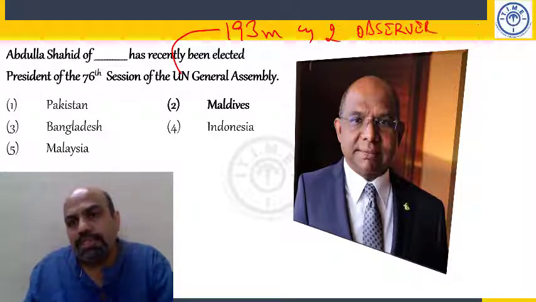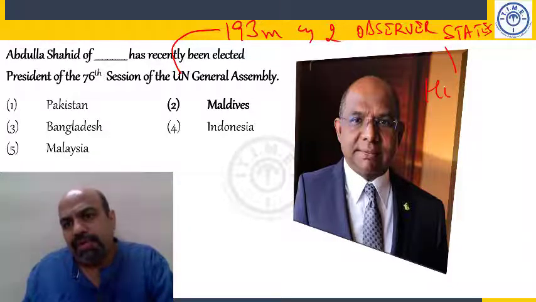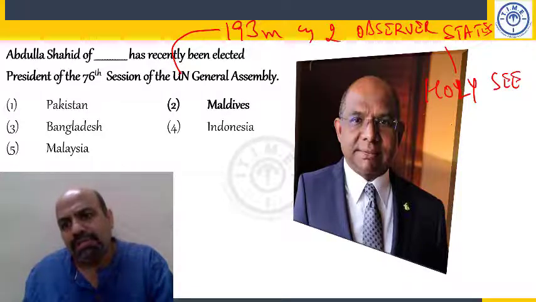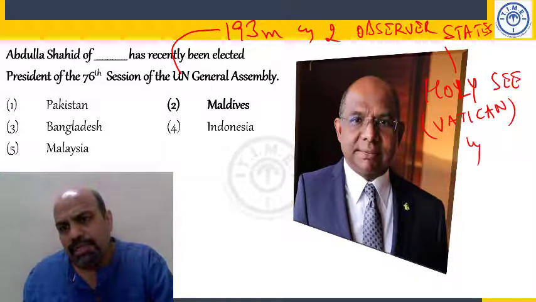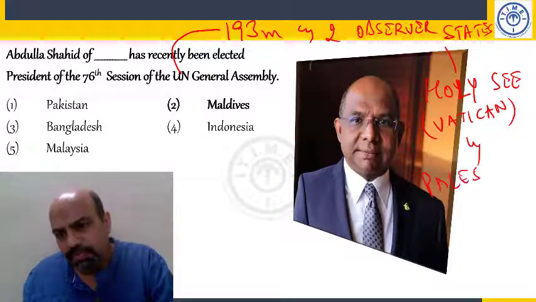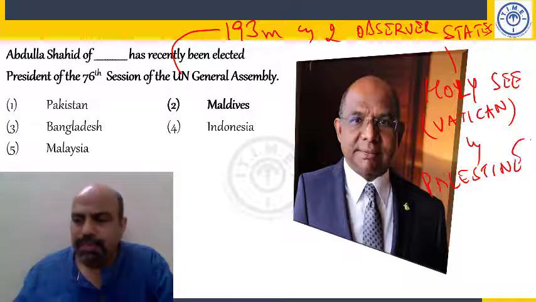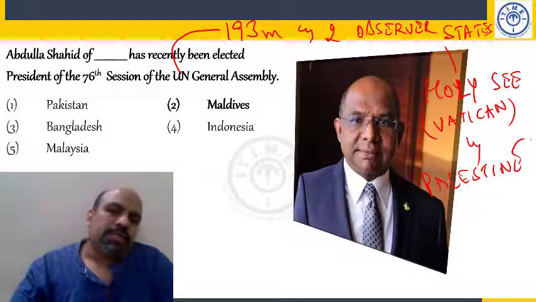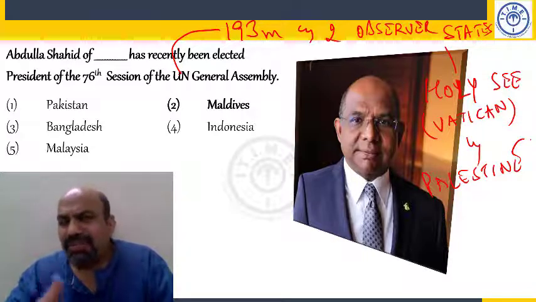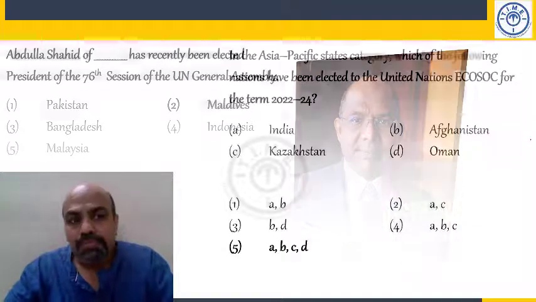193 members and two observer states. You want to know what are they? One is the Vatican, called Holy See. They use the technical name Holy See, but Vatican. And Palestine. Okay, so that's it, guys. So Indonesia we learned in the previous class, so just skip it.